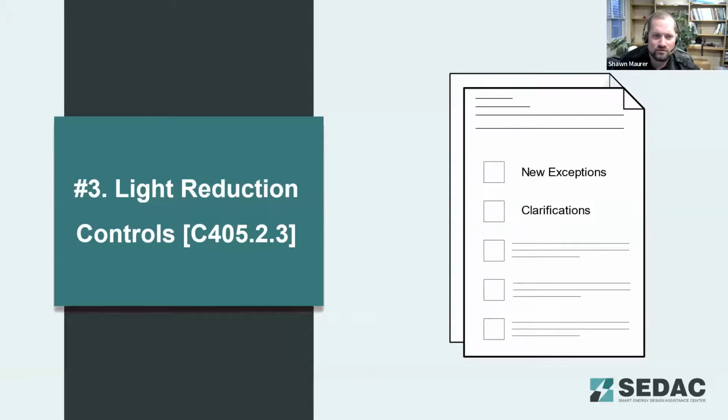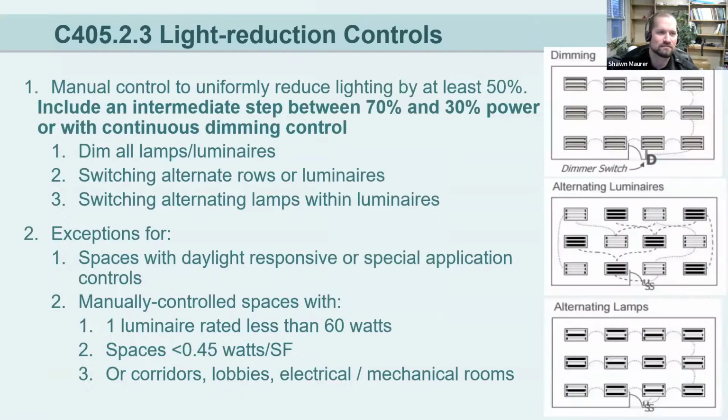For light reduction controls, where you don't have occupancy sensors, you're using a time switch or manual control, you have to have light reduction controls in those spaces. So they've added a couple more exceptions to this section and a little more clarification on application. So manual control to uniformly reduce lighting by at least 50%. And to align with ASHRAE 90.1's requirements, you now have to have an intermediate step somewhere between 70 and 30% power or continuous dimming control for those spaces.